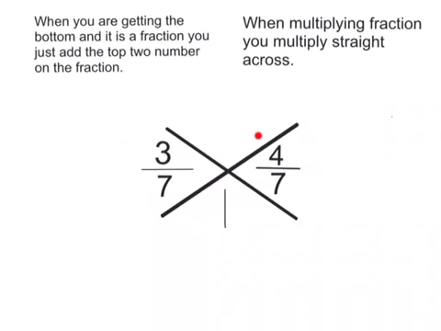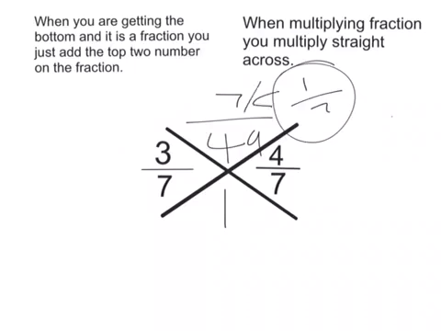To get the top portion, you are going to multiply straight across, and 7 times 7 equals 49, and 3 over 4 equals 7. You can simplify the top number, so if you simplify it, it equals 1 over 7. So this is your final answer for the top.